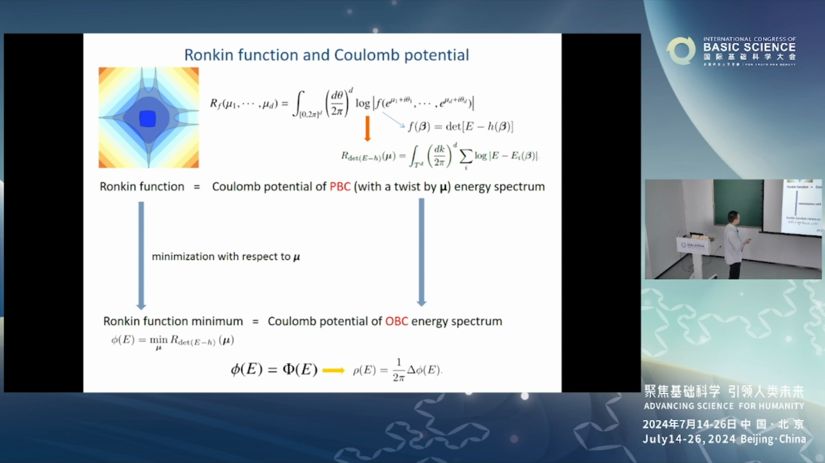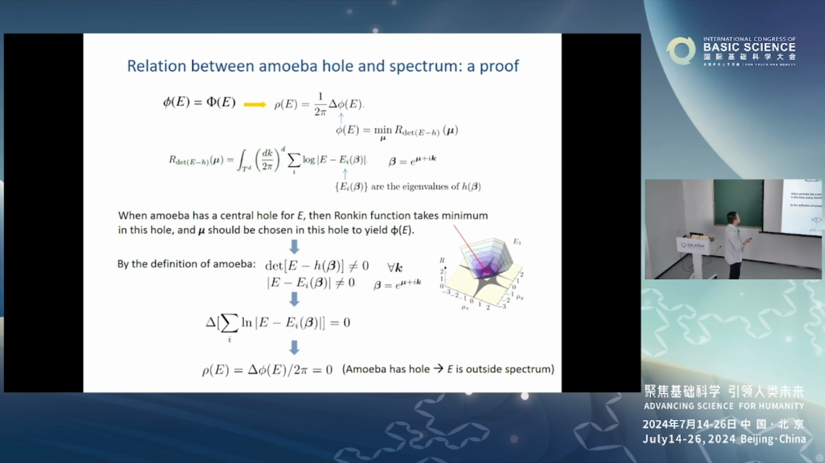I think I will not explain the mathematical details that lead to this result. With this identification of the Coulomb potential as the Ronkin minimum, we can obtain the energy spectrum from the Ronkin function, and we can very easily prove that when the amoeba has a hole, the energy is outside the spectrum. I will not explain the details in the talk. We can talk together.